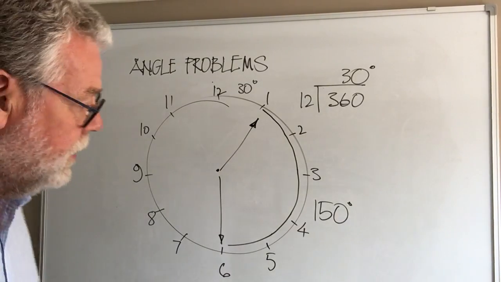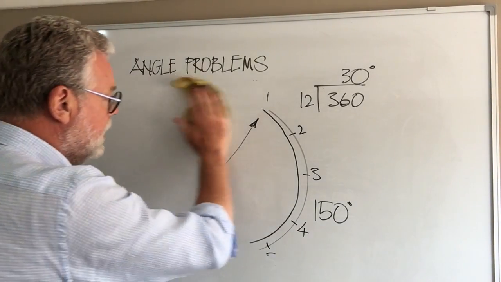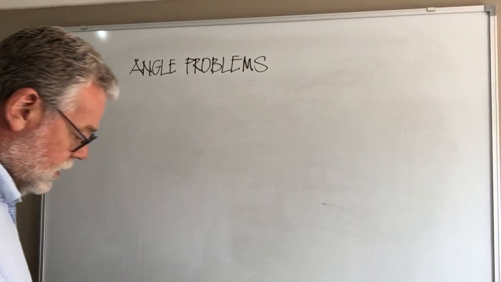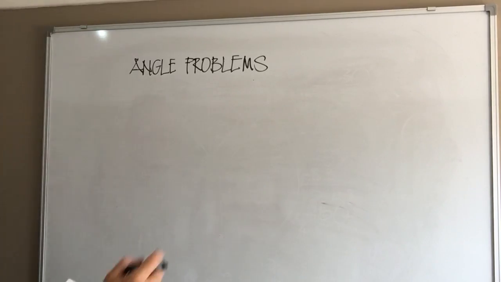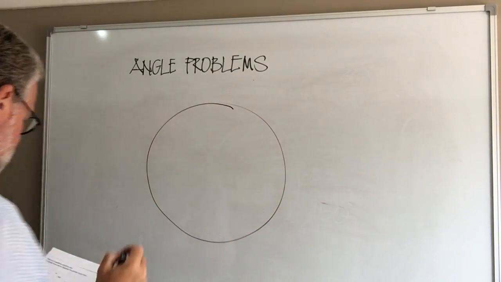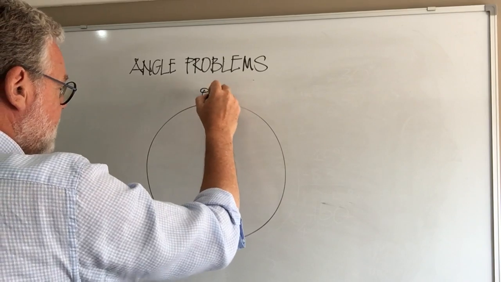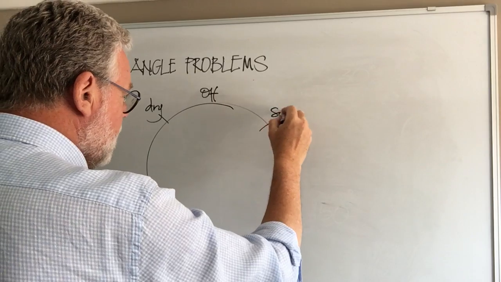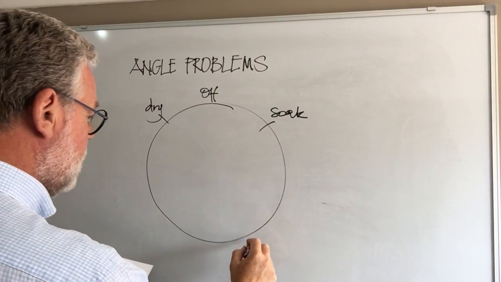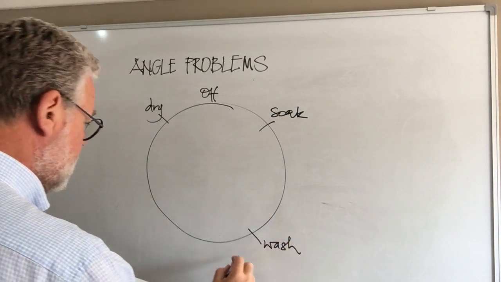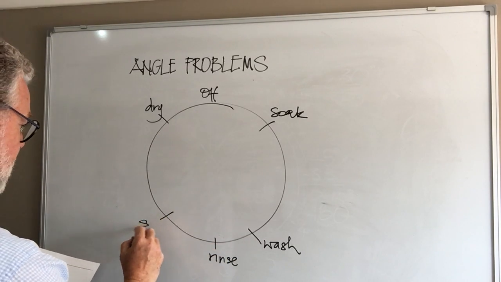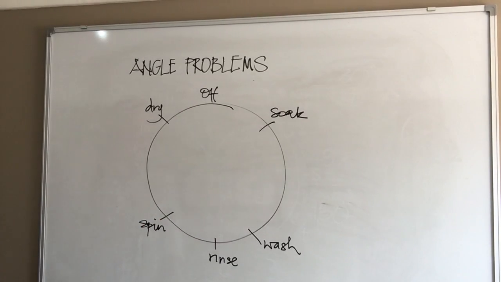Okay, and the last one that I've seen, just be careful, they're all circle related as you can see so far, but it might be to do with something like this. Sometimes I've seen it relating to washing machines, and you might see something that says off, dry, soak, we might have wash down here, rinse, and spin. Now don't worry about the words, they're there really to try and put us off a little bit. Now the same thing applies.